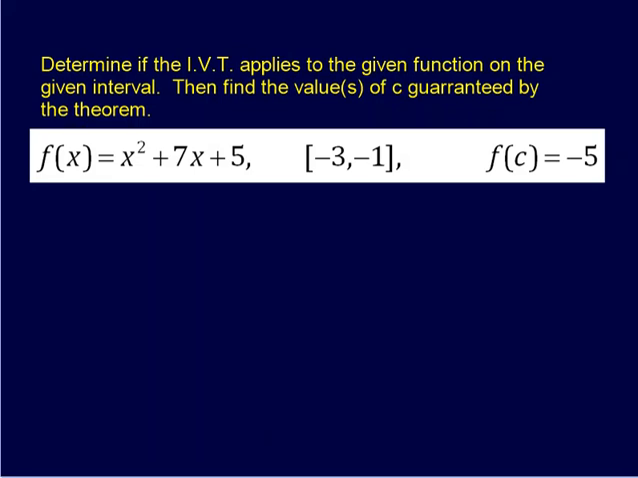So we're going to use this as our example. It says determine if the intermediate value theorem can be applied, and then if it does, let's find the values of c guaranteed by the theorem.